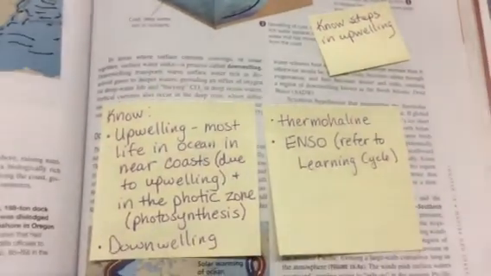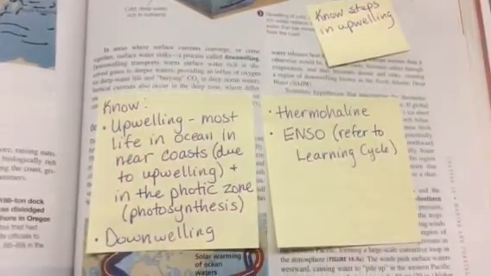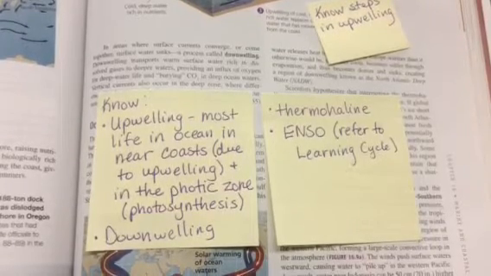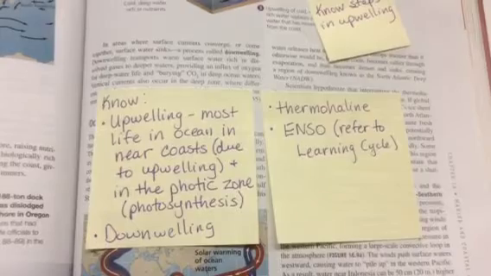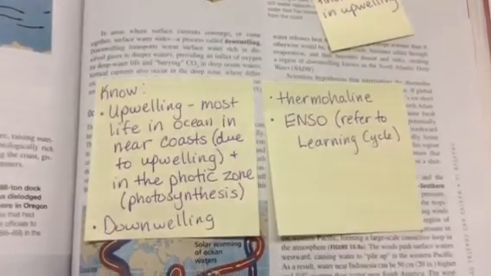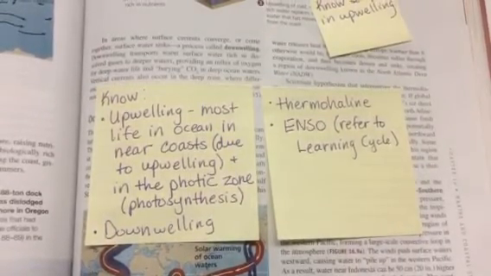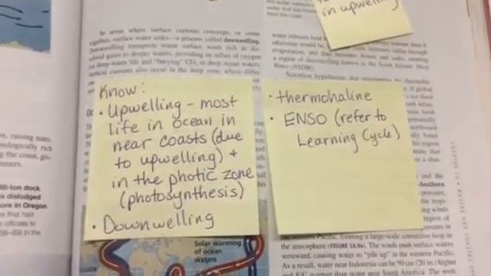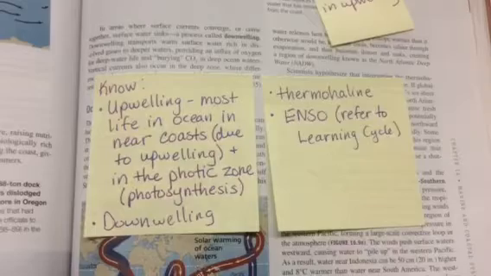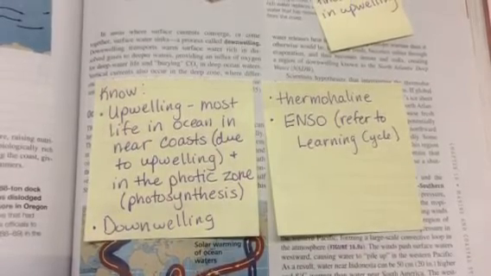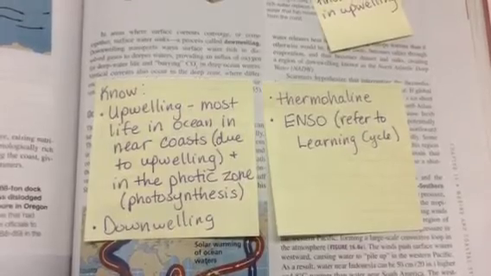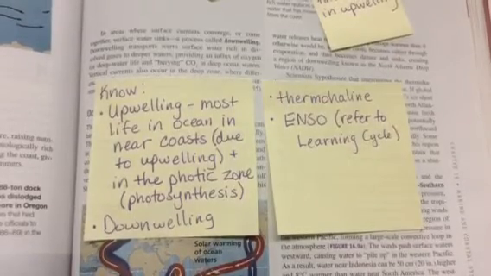So upwelling: most life in the ocean is near the coasts due to upwelling, and in the photic zone because of photosynthesis. So the photic zone is the top zone of the ocean. Downwelling is the opposite of upwelling. Know what thermohaline is and know what ENSO is. Now, ENSO is El Nino, so refer to the learning cycle that we did when you are studying about El Nino.